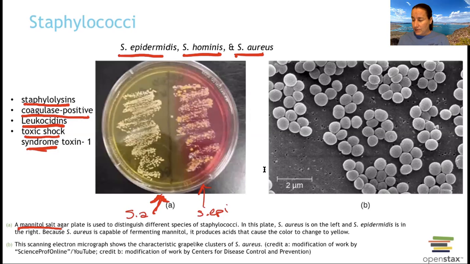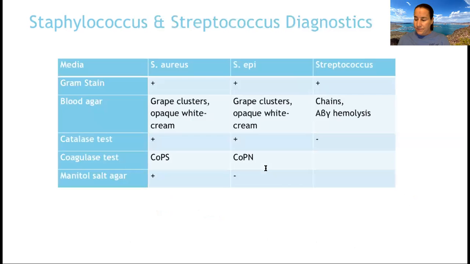And here you can see, again, the grape clusters that look like staph. So staph, just to sum up, Staph aureus is going to be able to digest the mannitol, ferment that mannitol, and change the color. Staph is coagulase positive, so that is another test to see what you've got going on. Here you're trying to see: do you have Staph aureus, do you have Staph epi, or is it strep, which we're going to talk about next.